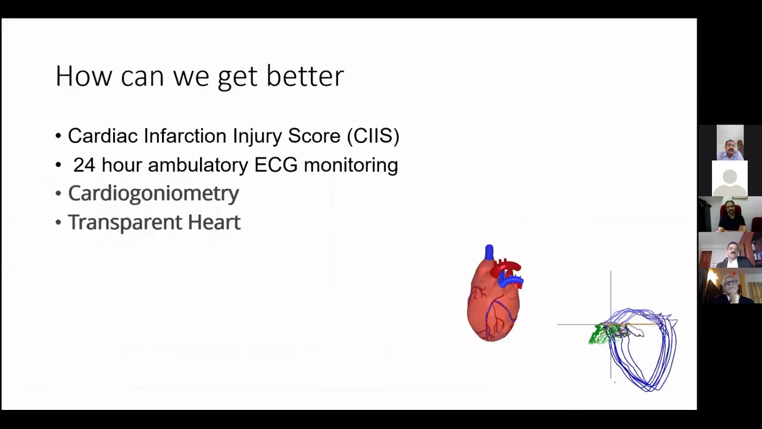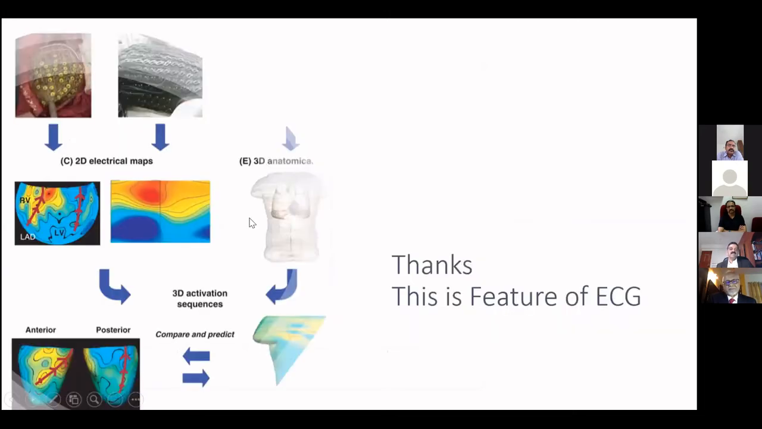One is what we call a cardiac infarction injury score. This is to improve our value of diagnosing. Then there are 24-hour ambulatory ECG monitoring, cardiogoniometry, and concepts like the transparent heart. These are upcoming, but not yet very common in clinical usage, the cardiogoniometry and the transparent heart. And we are probably moving from a 12-lead ECG to an Alexander's shield kind of shield where we take the ECGs and do what is called a 3D activation sequence. More of Dr. Pandurangi's domain than ours at this stage.